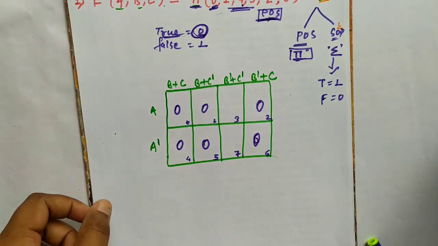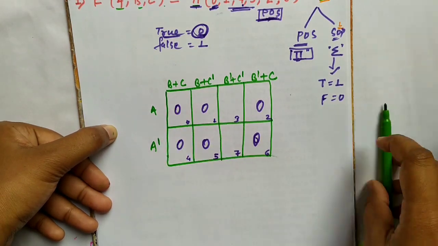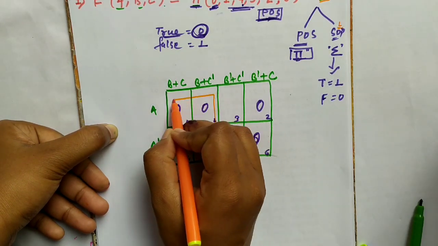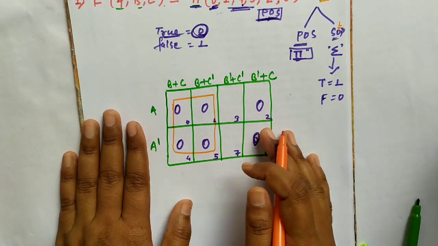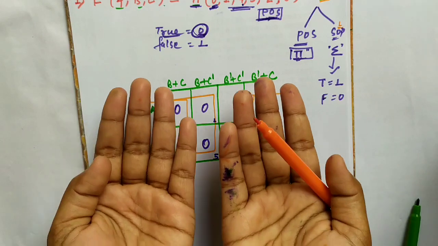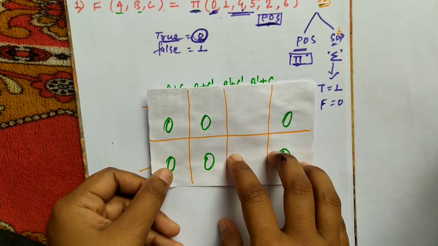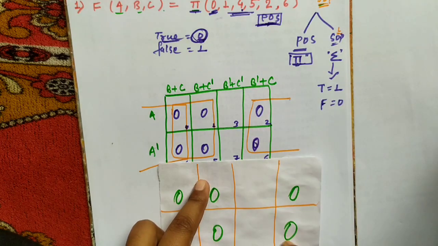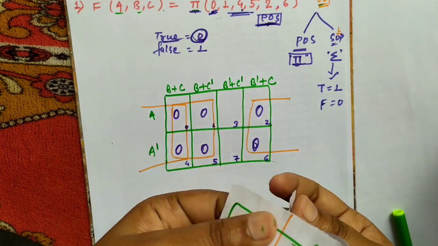So let's make the groups. Here we have 0, 0, 0, 0, so let's make a quad. This is the quad. And these two 0s make a pair. But we can also make a quad. How can we make a quad? By combining these two values and folding them like that, we can make a quad. Here is 0, 0, 0, 0, and this 0 and this 0 make a pair. So we can fold like that.